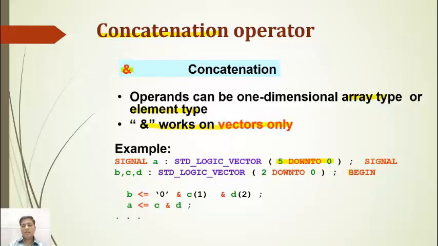Begin, B <= '0' & C1 & D2; A <= C & D. So in this way we are declaring the concatenation operator. B is equal to 0 ampersand C1 and D2. A is equal to C ampersand D.